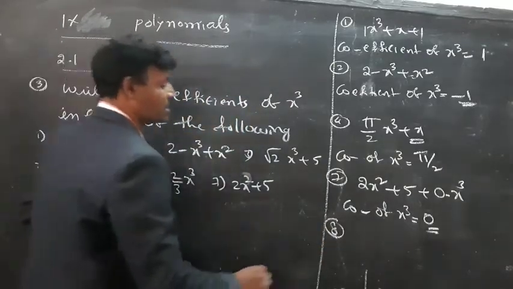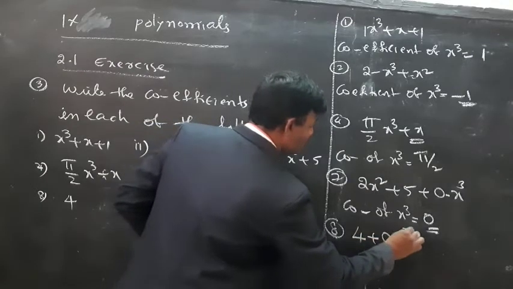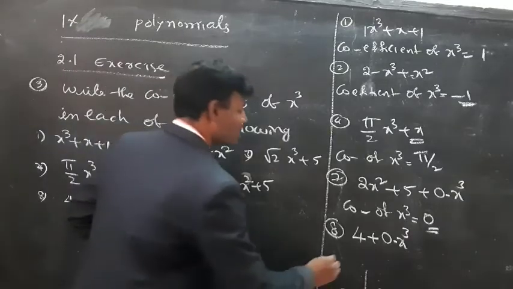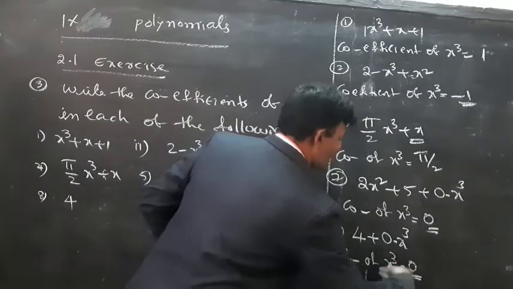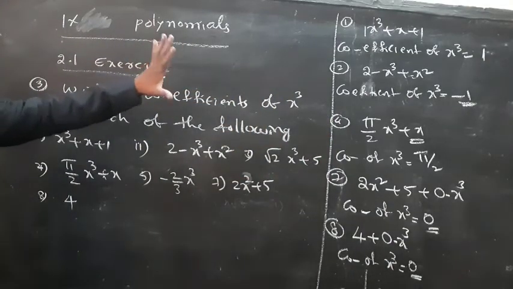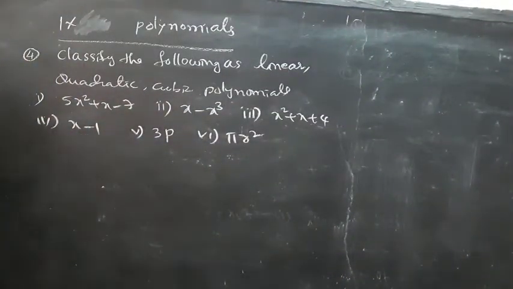Now move to the 8th question. Only 4 is given. 4 also we can write as 4 into 0 x cube. Here also the coefficient of x cube is 0. So out of the 8 questions I explained 5. So the remaining 3 you can take as homework from that bit. In 2.1 exercise, 4th bit.